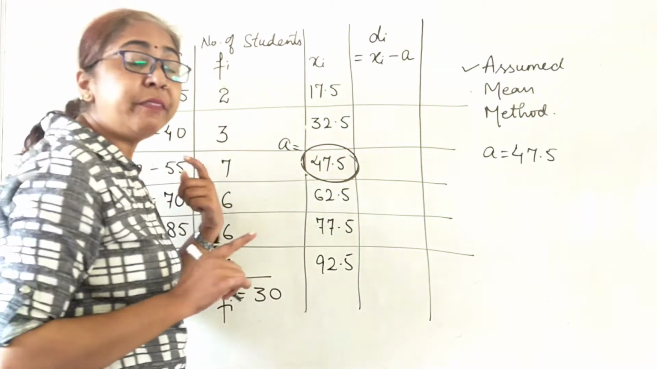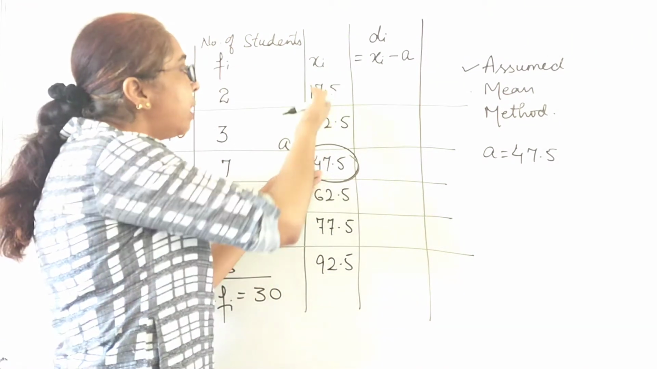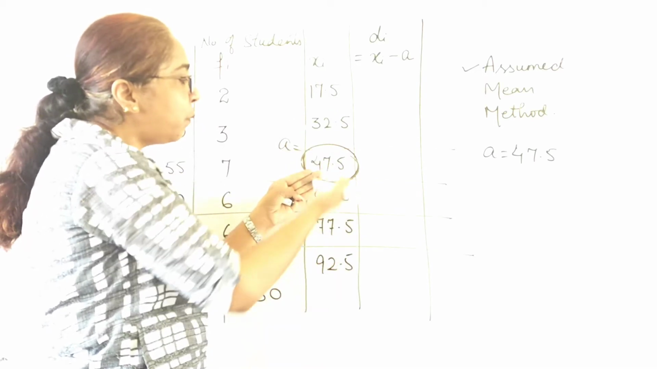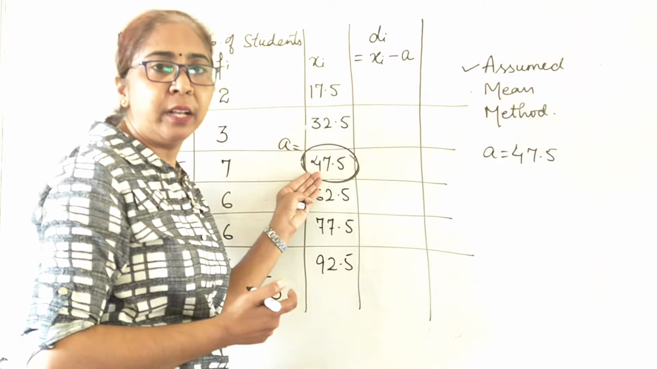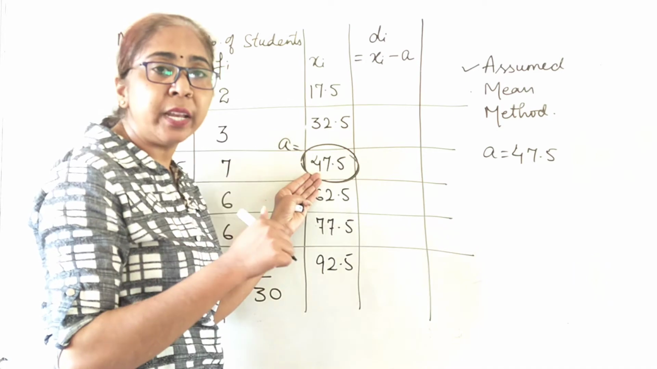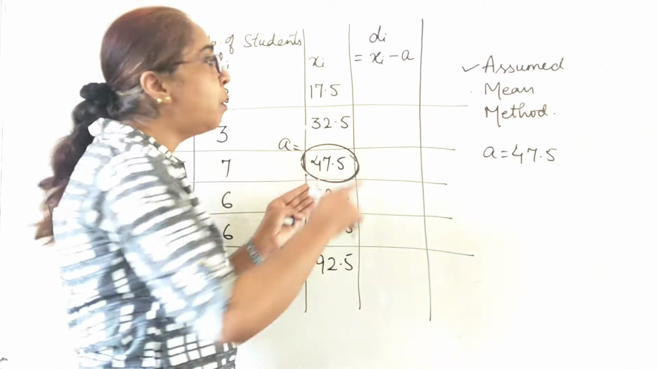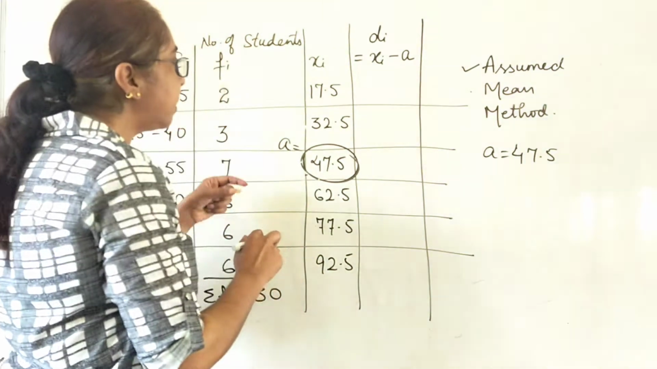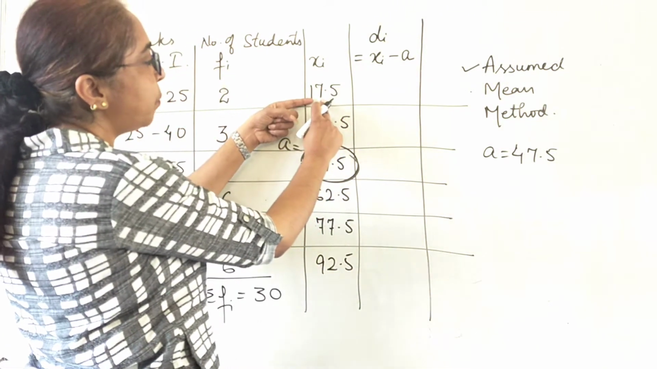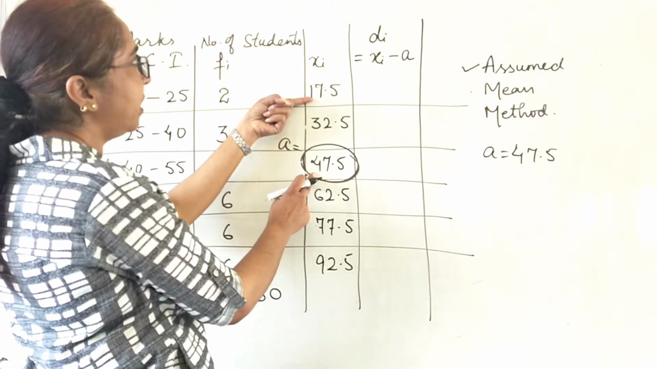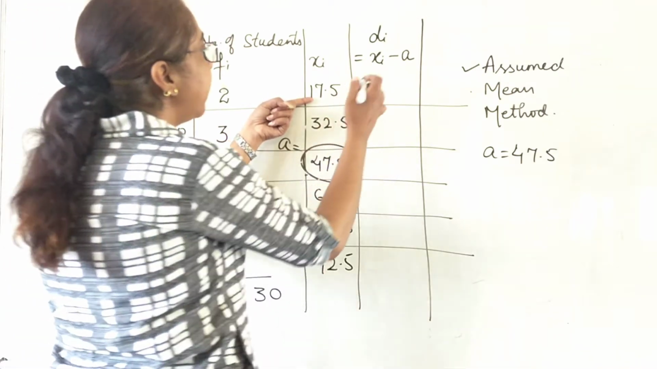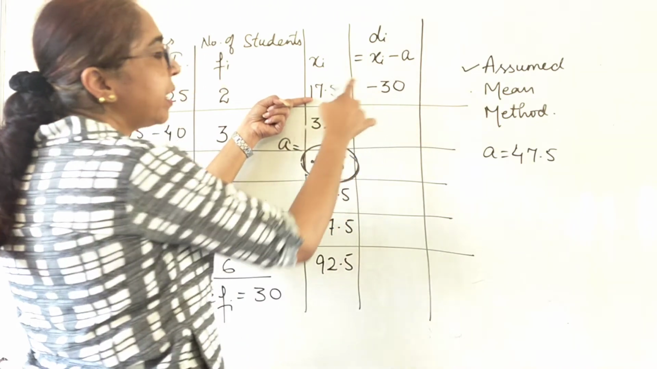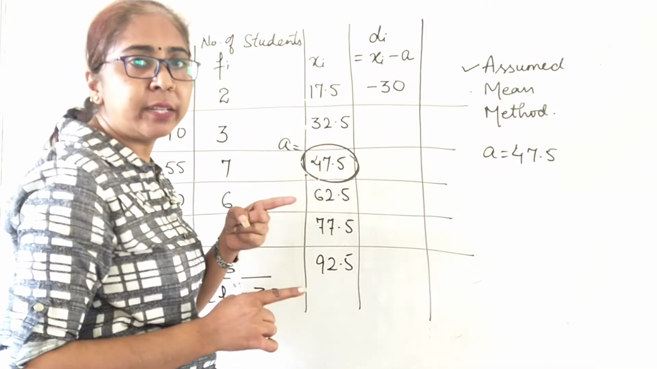So A is 47.5. Now deviation means we have to check the difference of the values of xi from this assumed mean. That's why the formula for di is xi minus A. So now if I subtract, xi means 17.5 minus 47.5, what do I get? I'll get minus 30. Take care, don't forget to put the minus, right?